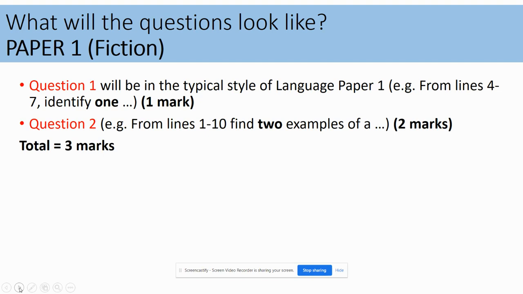Question 1. Very, very typical in terms of style. So you'll have likely come across this before with your teacher in class, and it will go something along the lines of from lines 4 to 7, identify one, and it'll ask you to look for one particular aspect of the text, and that is worth 1 mark. Question 2. Very much the same idea, but it will ask you to find 2 examples. So it'll say something along the lines of from lines 1 to 10, find 2 examples of.